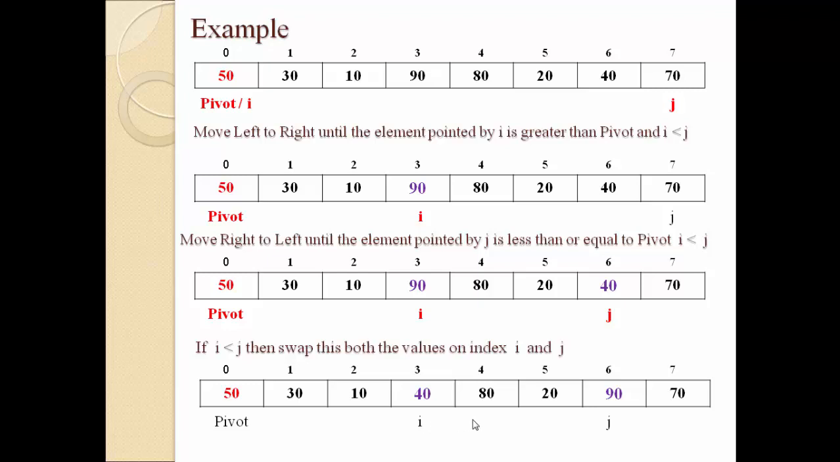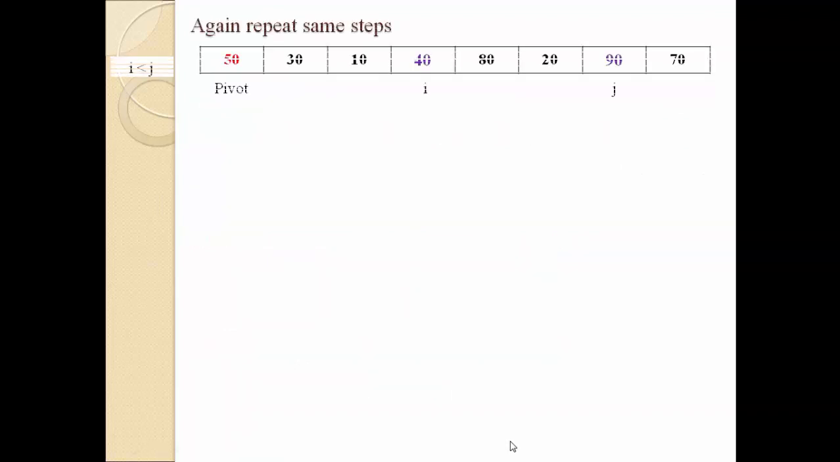We have to increase the value of i from left to right and identify the number which is larger than the pivot element, and we have to move from right to left and identify the number which is less than or equal to the pivot element. So again repeat the same steps. Move from left to right, so increase the value of i. When we increase the value of i, our next value is 80. So 80 is larger than the pivot element, so our next value of i is at 80.